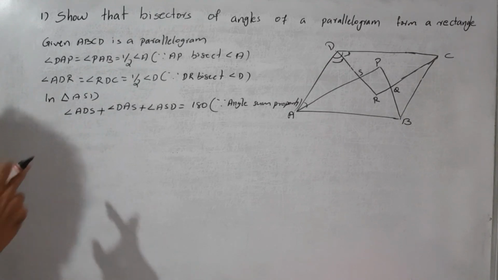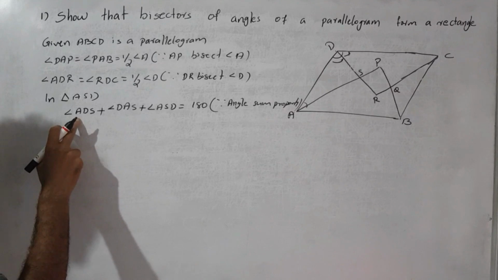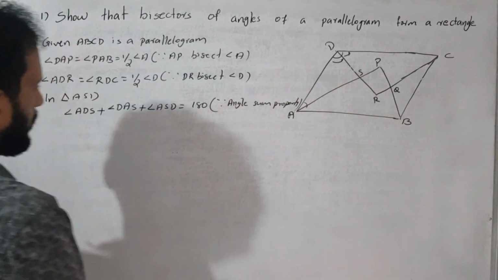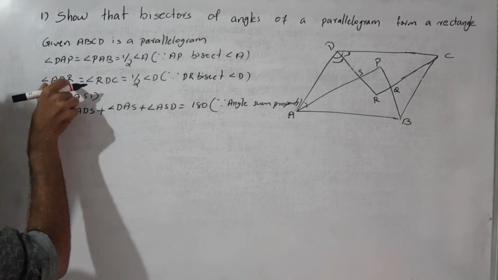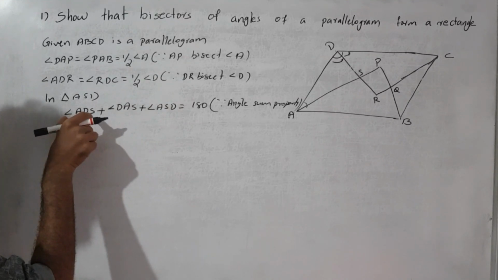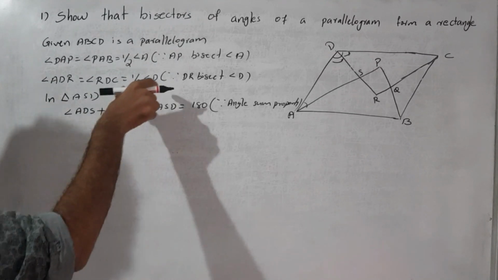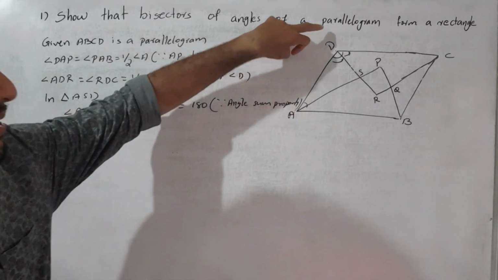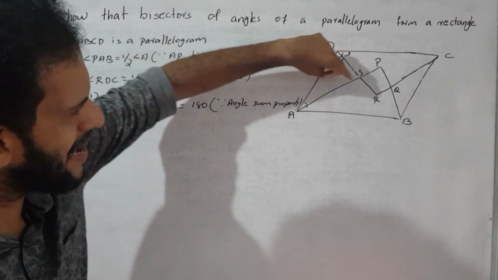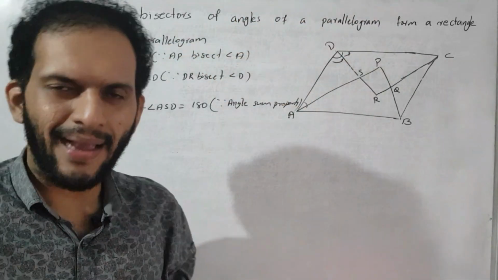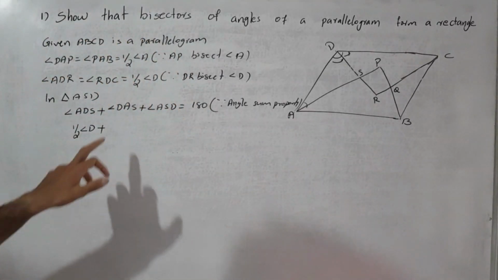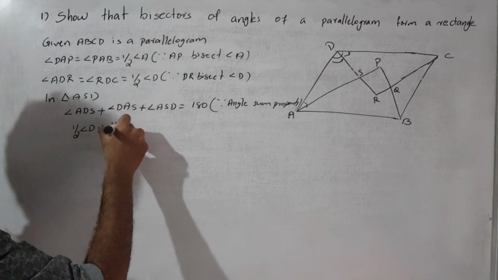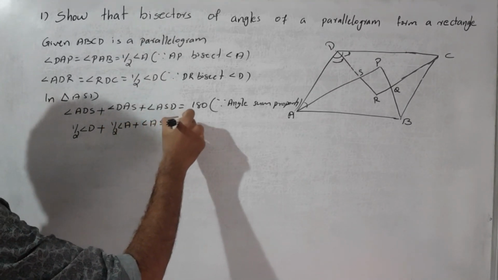Next we substitute here for angle ADS. The angle ADS is the same as angle ADR, and angle ADR is equal to half of angle D. So instead of angle ADS we can substitute half angle D. Then angle DAS is the same as angle DAP, which is half of angle A. So half of angle A plus angle ASD is equal to 180 degrees.